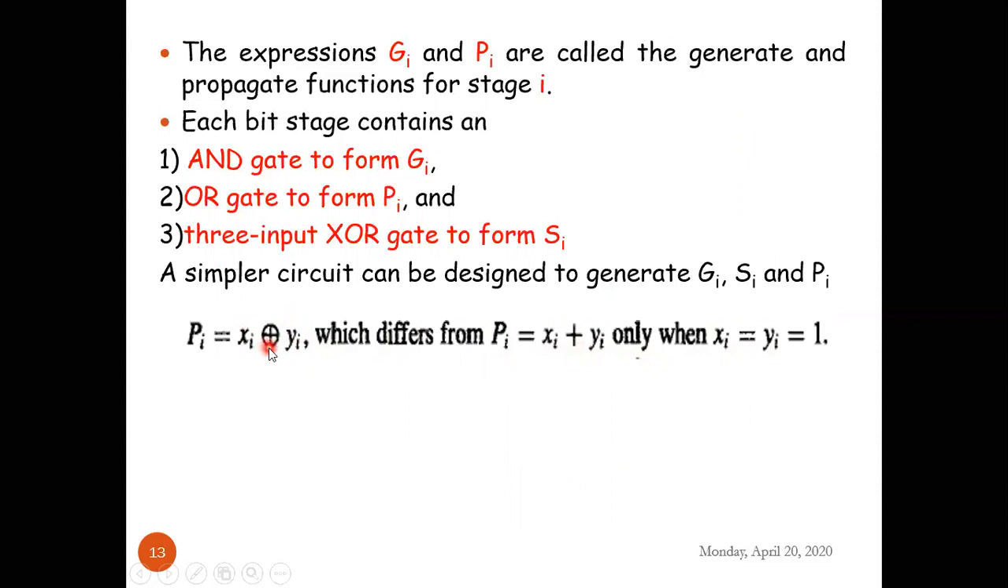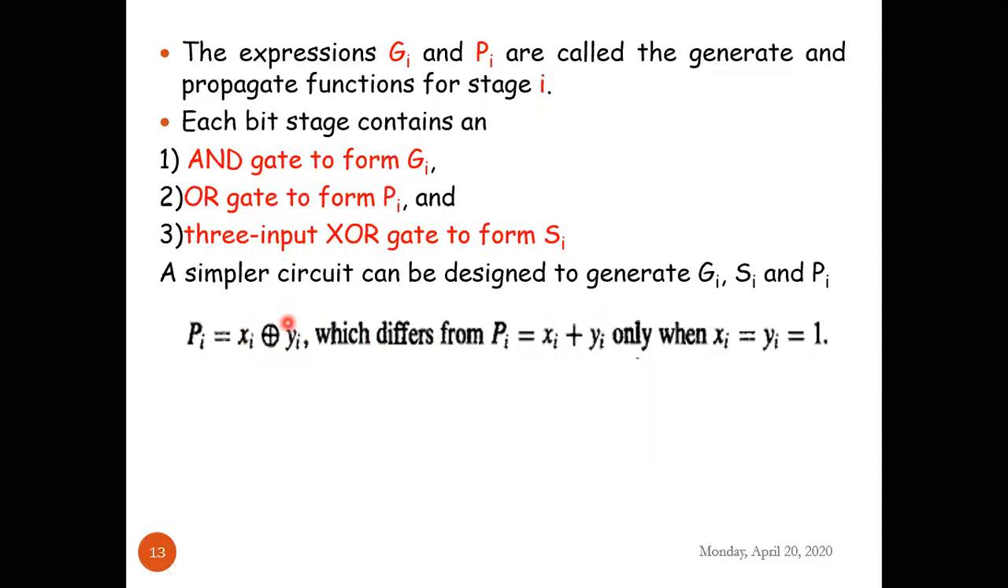When will the XOR gate output be 0? When both the inputs are the same, the output is 0. So when you give Xi and Yi as 0, 1, the OR gate will be 1, the XOR gate will be 1. When you give input Xi and Yi as 1 and 0, the OR gate produces the output 1, the XOR gate also produces the output 1. But when you give 1 and 1, the OR gate will produce the output 1, but the XOR gate will produce the output 0.